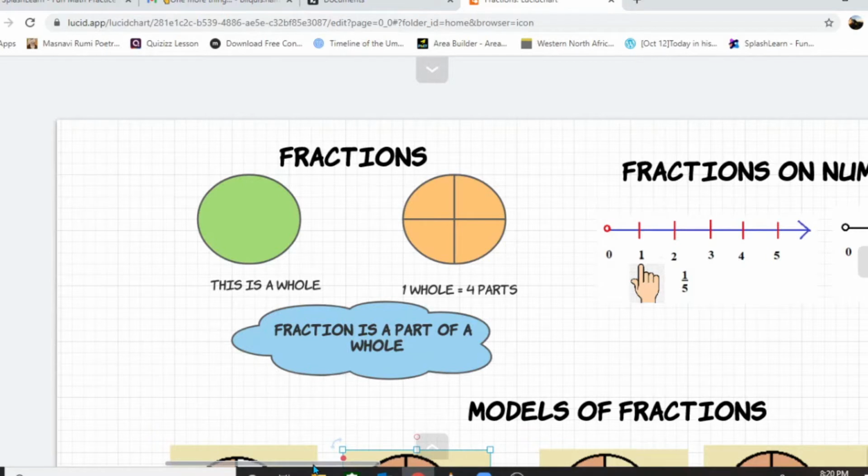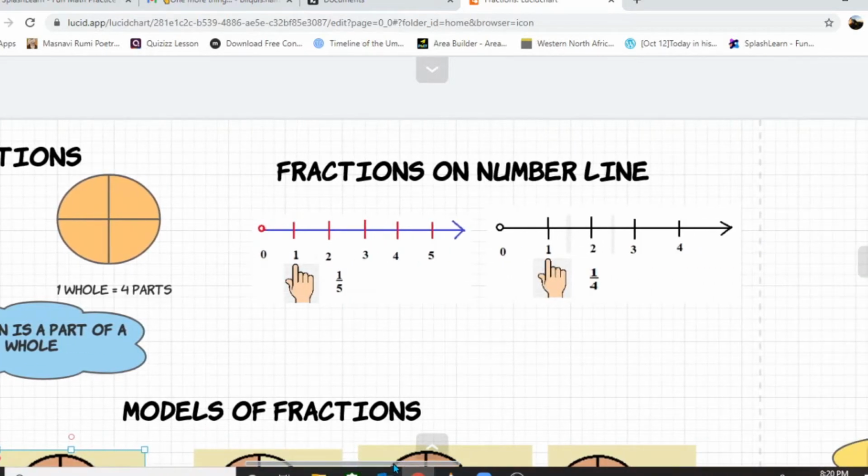Now let's see a different representation of a fraction. Here we can see, instead of using shapes and figures, we are using number lines. This is a number line, and on this number line we have marked a pointer on number 1, and the total parts are 5. So the position of pointer represents one part of the total parts. So we can write this fraction as one part of the whole, which is divided into 5 equal parts.